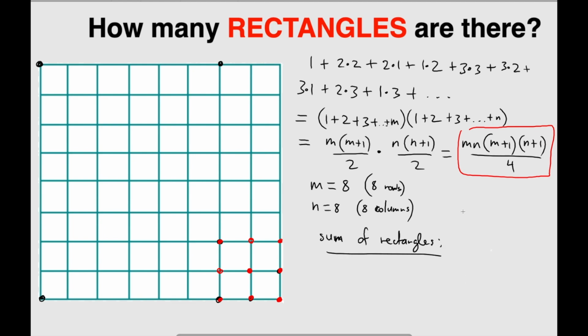Okay, so let's sum them up. That's going to be 8 times 9 times 9, right? Because you're getting one higher each time here. Higher than m and higher than n. You divide that by 4. 8 divided by 4 is 2. 2 times 8 is 16. So 16 times 81, which gives us 1,296 rectangles.